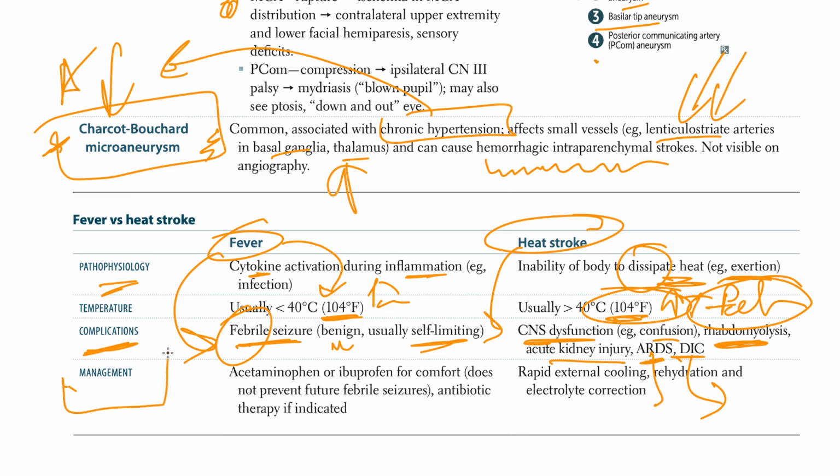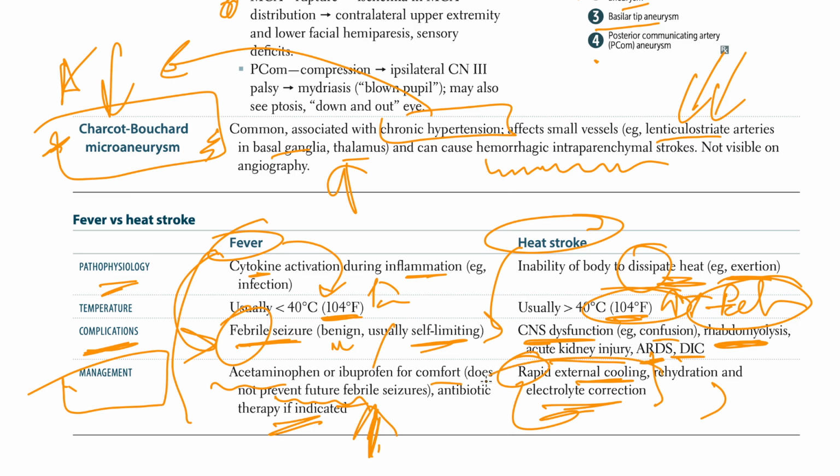On top of that, how do you manage this? Well, the fever is simple. You give acetaminophen, ibuprofen for comfort. It would not prevent future febrile seizures. Simple thing. Why would it, right? Antibiotic therapy if indicated. The other one, heat stroke, is just about rapid external cooling, rehydration, electrolyte correction. External cooling is the way out for this guy. External cooling with rehydration and electrolyte correction.